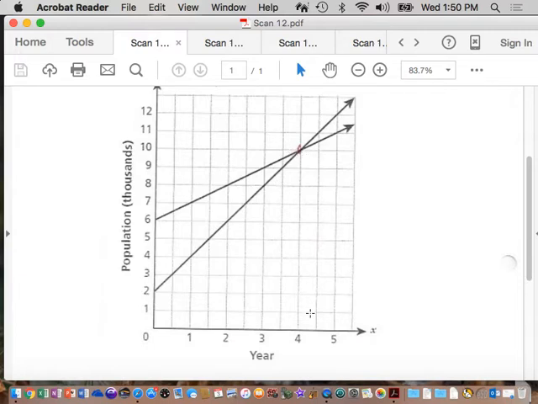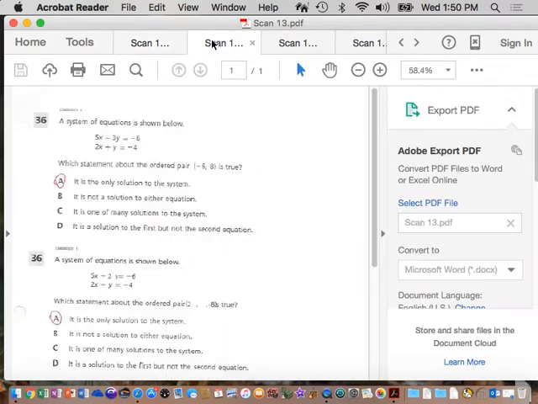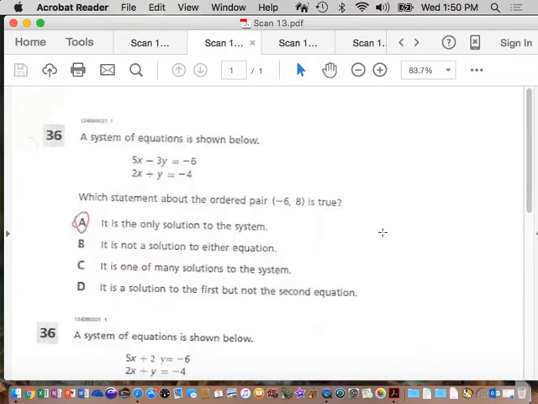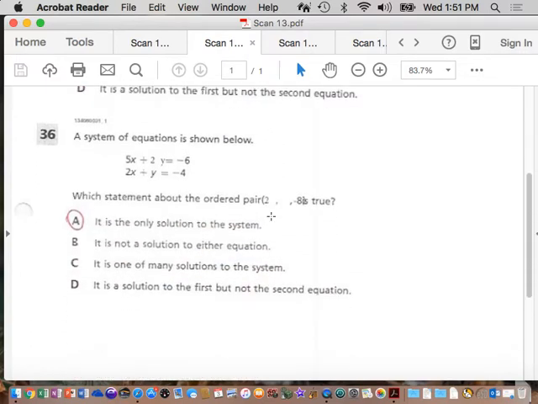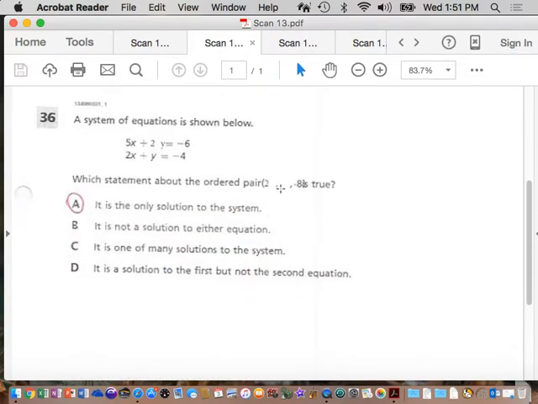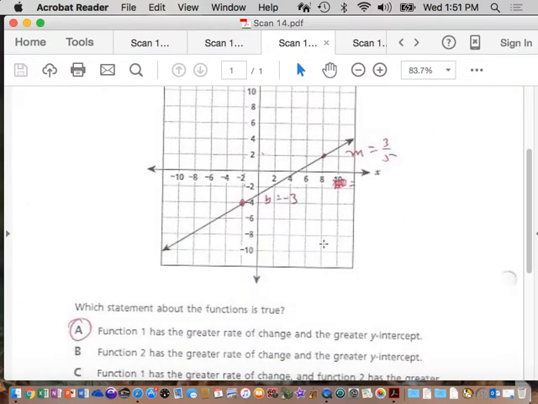We got 4, 10 as a solution here. Next one. What I did was I checked -6, 8 in both of these, and it did check in both, so it is the only solution to the system. You'll never have, unless it's the same exact line, you'll never have more than one solution. And then likewise, I did the same thing here, and it's the only solution to the system. And on this one, it's choice A.